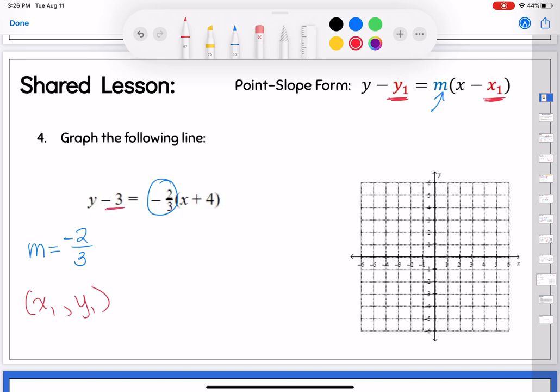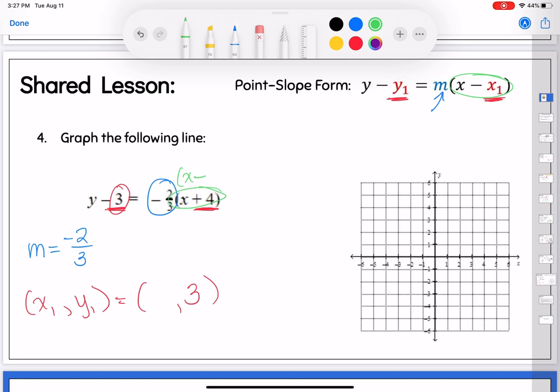So here I see y minus 3 and x plus 4. So y minus 3, y minus y1. That means 3 must be y1. Ooh, see, I almost put that in the wrong spot. Be careful. 3 is y1. Now over here, though, this says x plus 4, but it's supposed to be x minus x1. So this should really be x minus something.